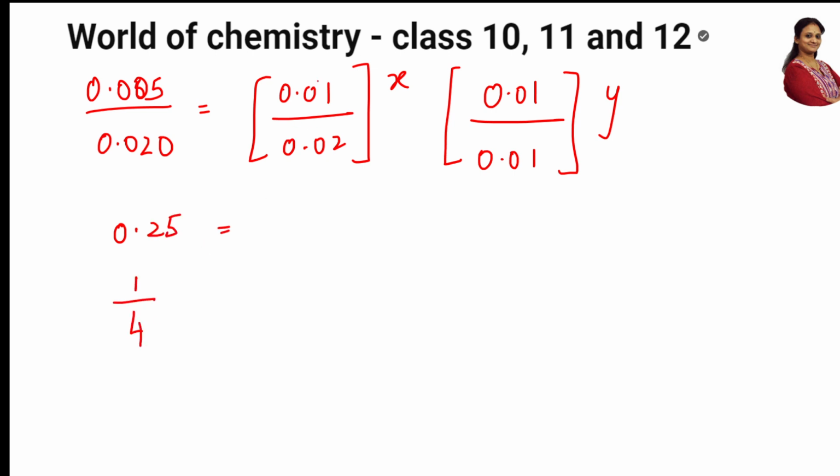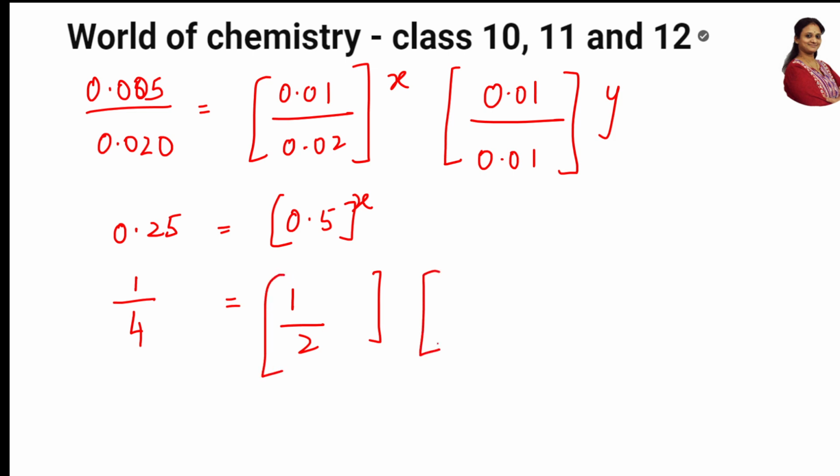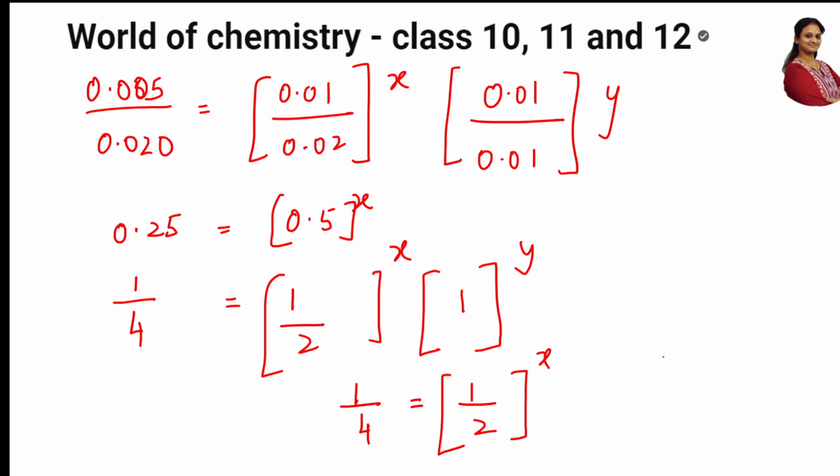Correct. Now when I divide this, I'll be getting 0.5 to the power x. What is 0.5? It is nothing but half. Correct? Yes. Now 0.01 by 0.01 is nothing but 1, and 1 to the power y is only 1. So can I write 1 by 4 is equal to (1 by 2) to the power x? What is the x value, students? The 1 and 1 get cancelled, and 2 and 4 goes twice. So the x value is 2. Correct? This is from experiment number 1 and experiment number 2.